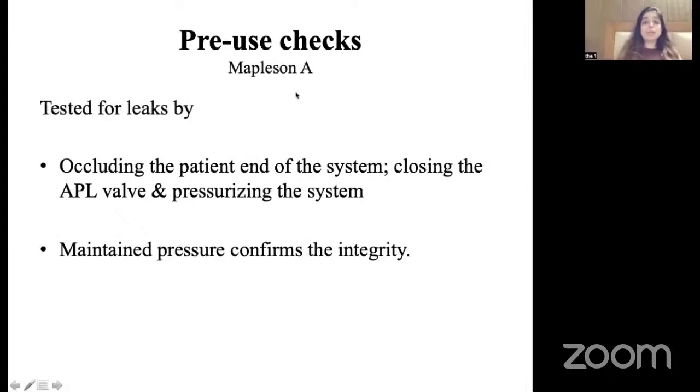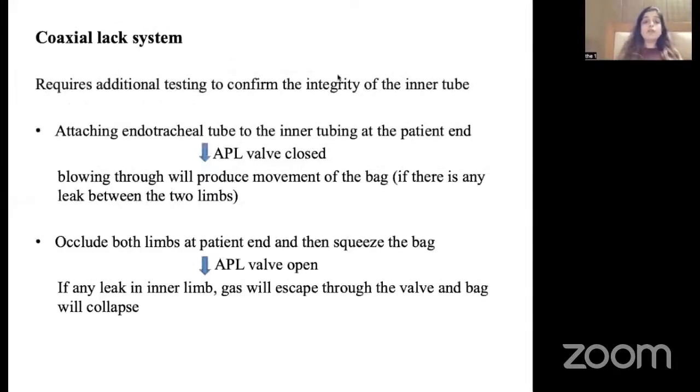Now, how to check your Mapleson A circuit before use? You need to test it for leaks. What you do is you occlude the patient end of the system, close the APL valve, and pressurize the system. If the pressure is maintained, it confirms the integrity of your circuit. For the coaxial Lack system, additional testing is required as you need to confirm the integrity of the inner tube.